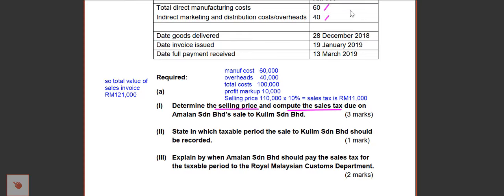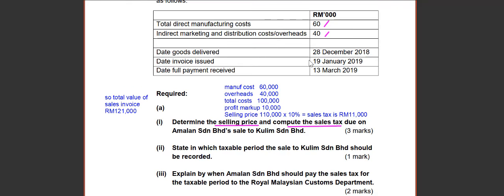Okay, what is the taxable period on the sale that you should record? So we say we account for sales tax when goods are sold. In this case, the goods are sold when we invoiced it. All right, that's where you recognize the sales.